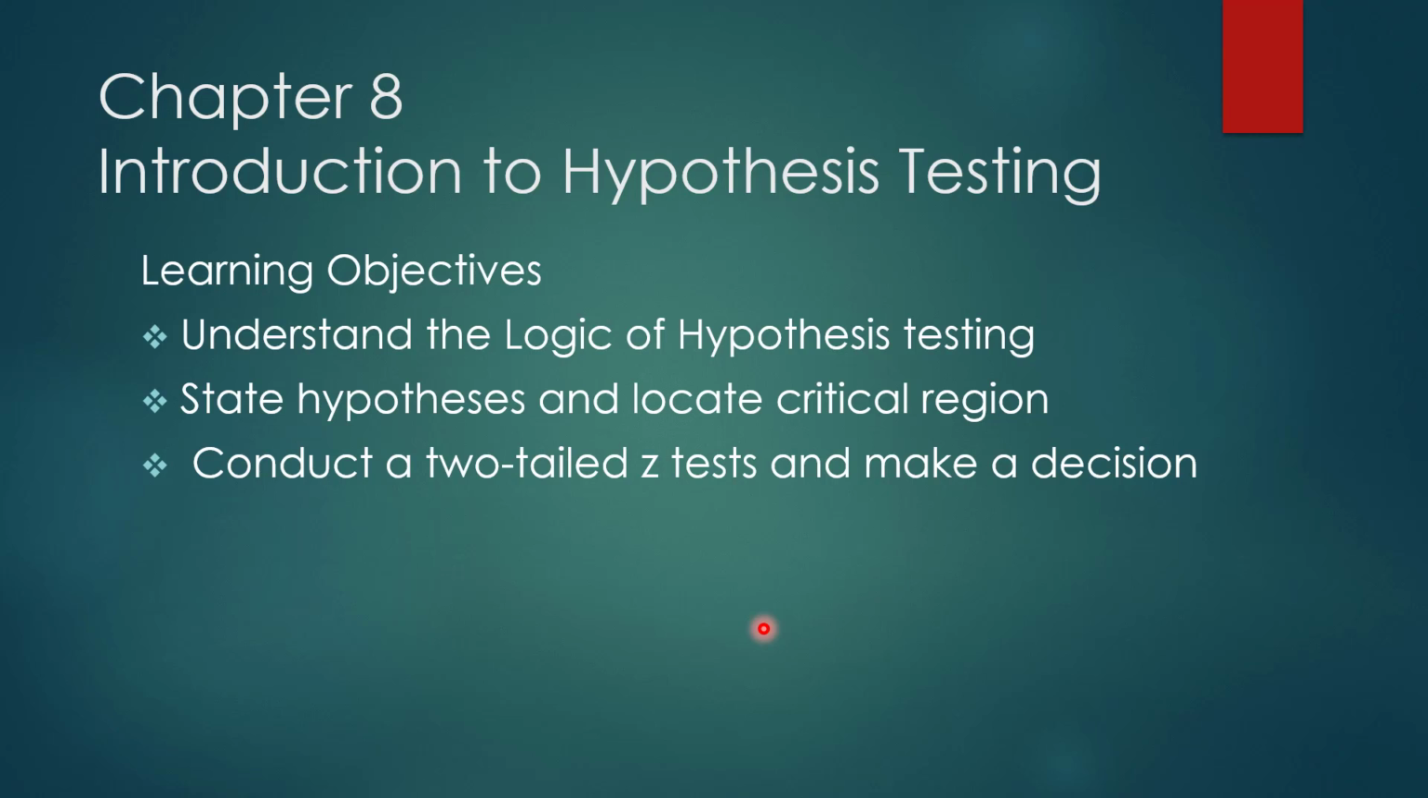Hello, and welcome to Chapter 8. This is an introduction to hypothesis testing. So in this short video, we are going to understand the logic of hypothesis testing. We're going to learn how to state hypotheses and locate the critical region, and we're going to conduct a two-tailed z-test and make a decision. Before you start this video, you should have downloaded the handout that says teacher and student-led examples, and the next couple of videos will work through these examples together.